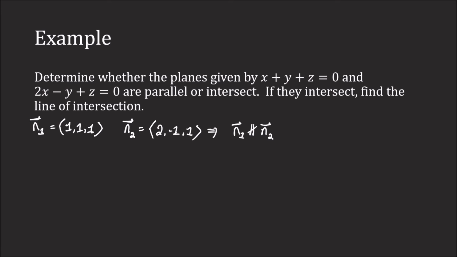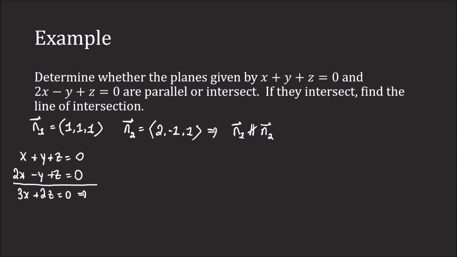So set them up, and we now wish to solve this system. We can use the method of elimination here. If we just add the two together, notice that we're going to cross out the y. We're left with 3x plus 2z is 0.